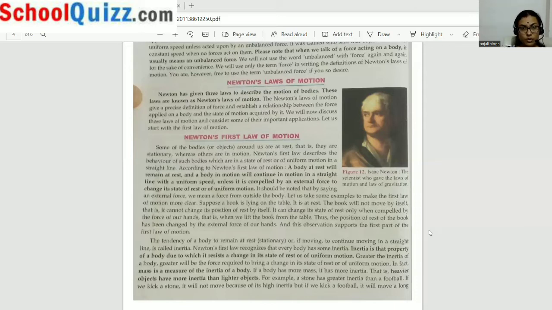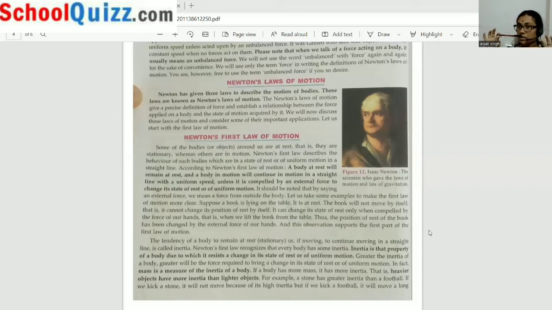Greater the inertia of a body, greater will be the force required. Clear? Due to which it resists a change. Greater the inertia of a body, greater will be the force required. Means, actually inertia is the measurement of mass. If more is the mass of this pen, I have to apply more force to change its position.